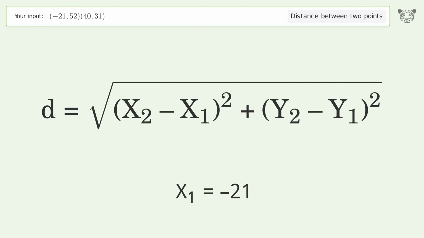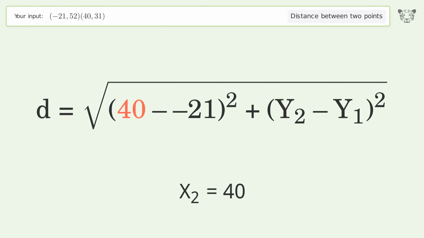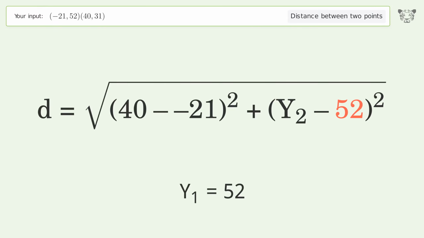x1 equals -21. x2 equals 40. y1 equals 52. y2 equals 31.